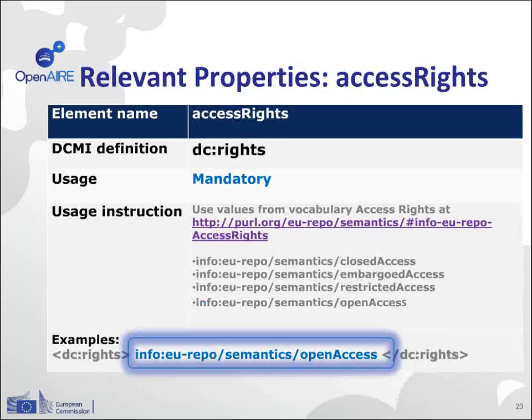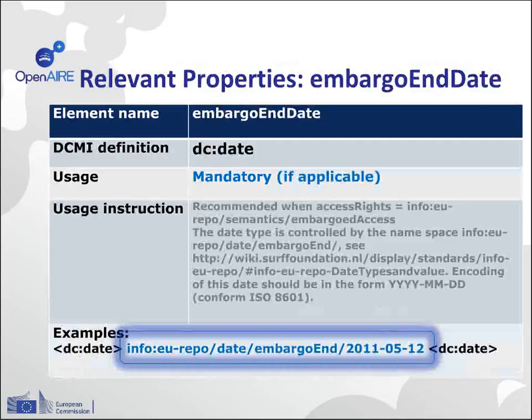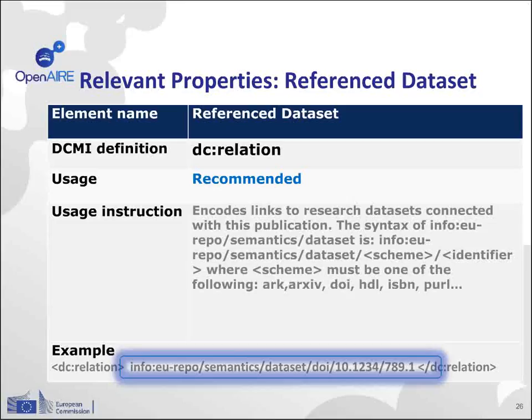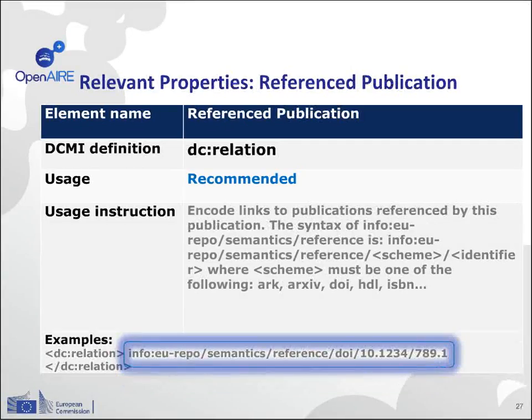We ask also to encode the access mode or access rights to the resource in a standardized way. If applicable, we ask to provide the embargo end date of an embargo period. If possible, to provide alternative identifiers which resolve to the same resource, for instance, a DOI in addition to a landing page in a repository, and links or references to related datasets or publications.